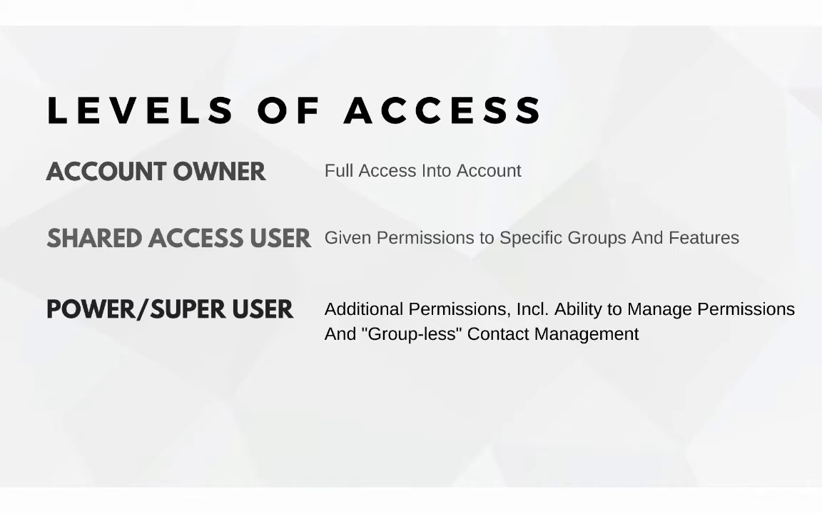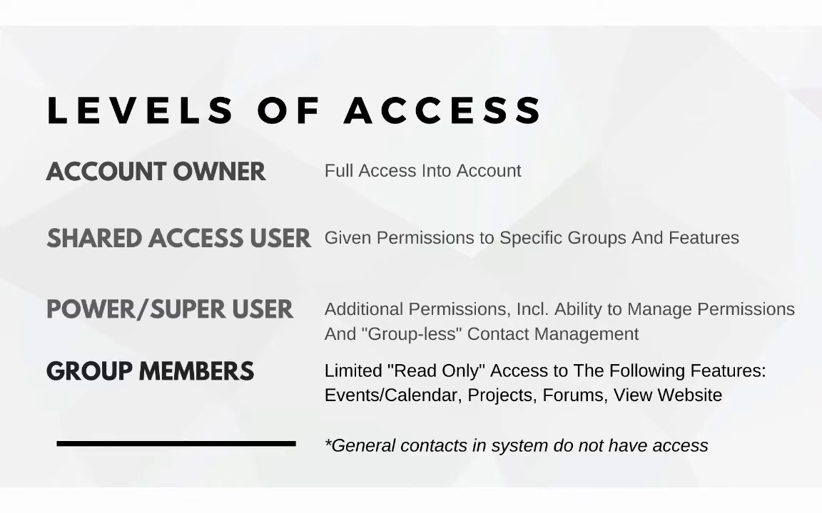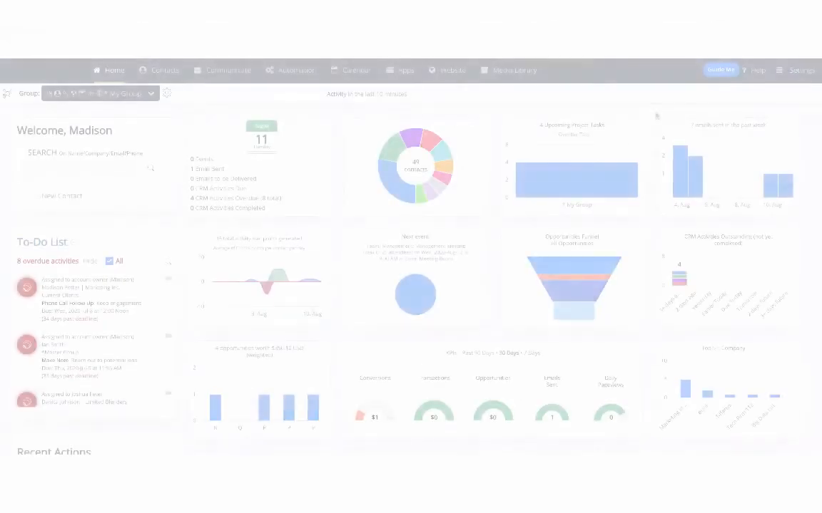Otherwise, a power user can now manage other shared access permissions, as well as contacts and companies not in any group. The lowest level of access would be group members, which are limited to read-only access to the following features. This is done within the group settings for that individual group. If you have not provided any of the following permissions, contacts will not have access into your CRM.